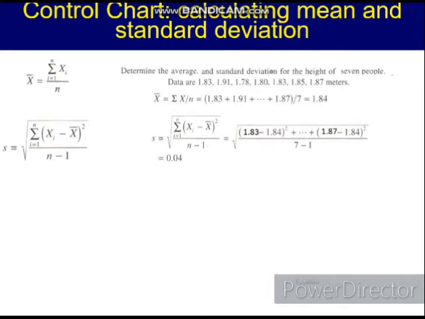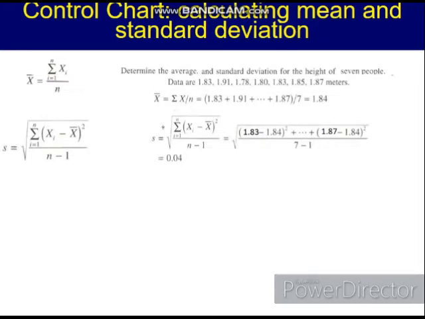Okay, let's take a look at how to calculate the means and the standard deviations in order to construct the control charts. The example: determine the average and standard deviation for the height of 7 people, and the data are given. Basically, there are 7 data altogether: 1, 2, 3, 4, 5, 6, 7.